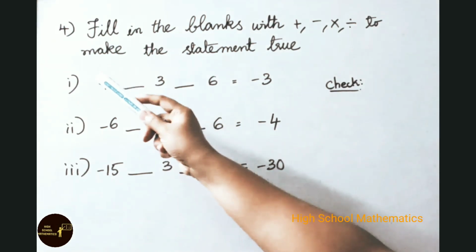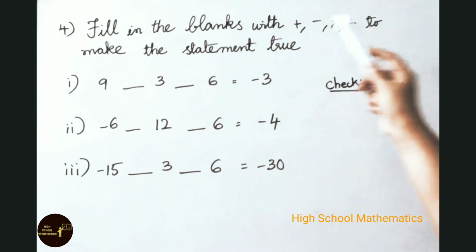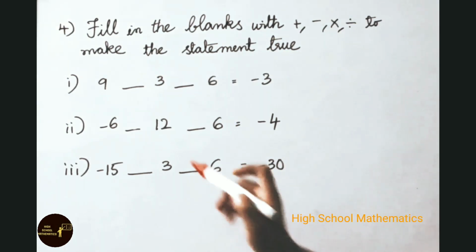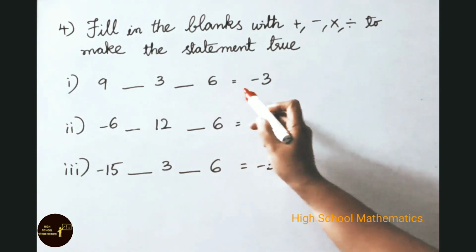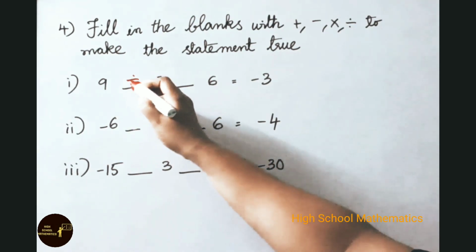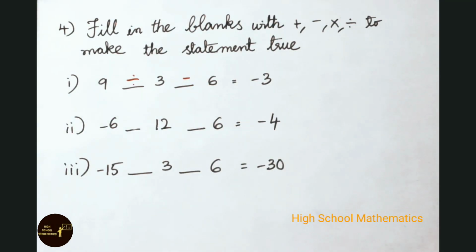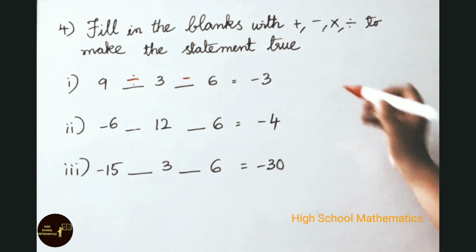See now question number 4. Fill in the blanks with plus, minus, into or division symbol to make the statement true. See now first sum, 9 dash 3 dash 6, that equals to minus 3. Here I kept symbol division and here I am going to put negative symbol minus. Now let us check whether it is correct or not.